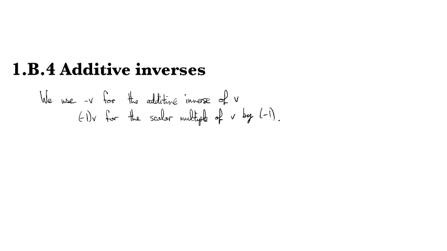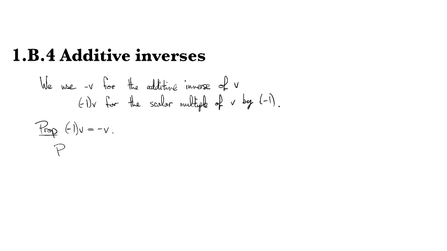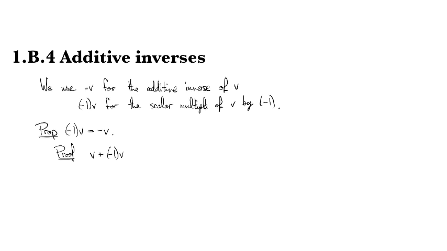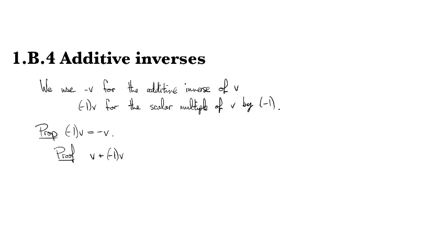Okay, so we'll make that our proposition. Negative 1 times v is secretly the same as minus v. Okay, let's prove that sucker. So what we're going to do is show that if we add the scalar multiple, then we get 0. And then by uniqueness, that'll give it to us.